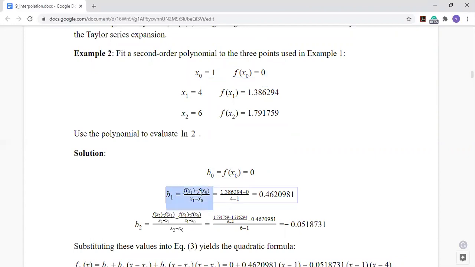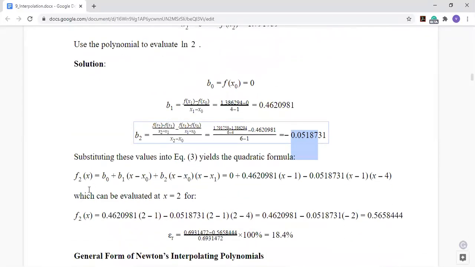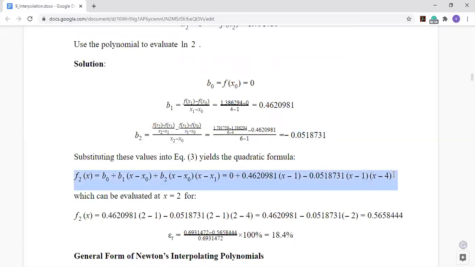Then b1, this was the equation we derived. Putting in all these parameters, we got b1 as 0.46. Then b2, this is the equation we derived. Putting all the parameters in the question, we got minus 0.51. We have all the coefficients we need. So putting all the coefficients we have now, we get this quadratic polynomial. We want to evaluate the value of the function at x equal to 2.